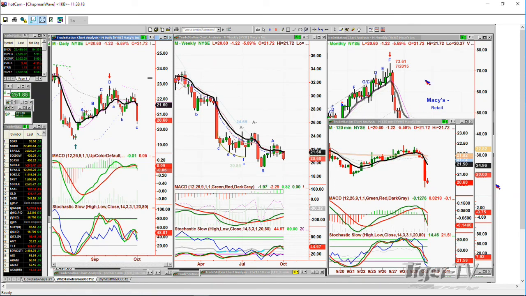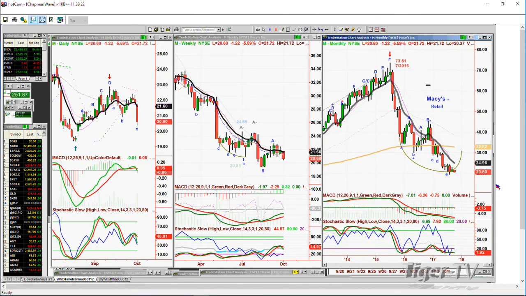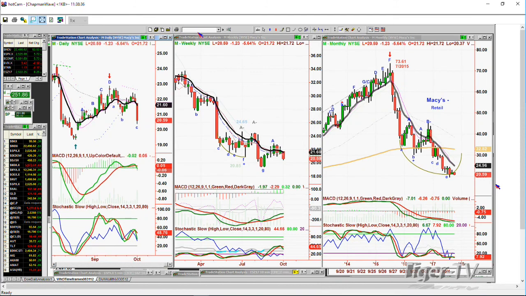Peak E in the 120-minute chart. I'll tell you what I'm looking at: 20.60 minus 122. If Macy's, letter M, cracks the 20 support, it could gap down and go right under that 19 support. So watch out. This is not good for Macy's right now.